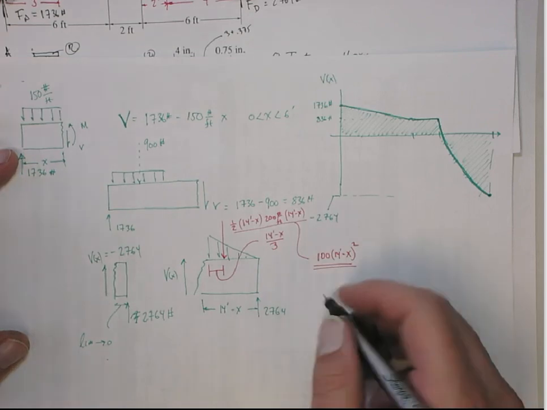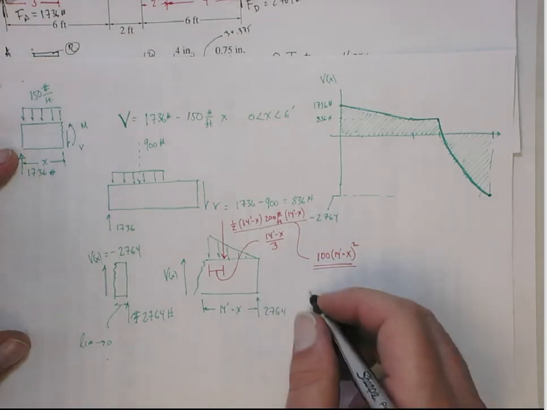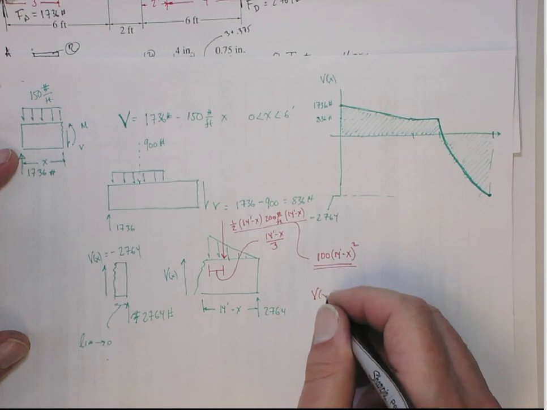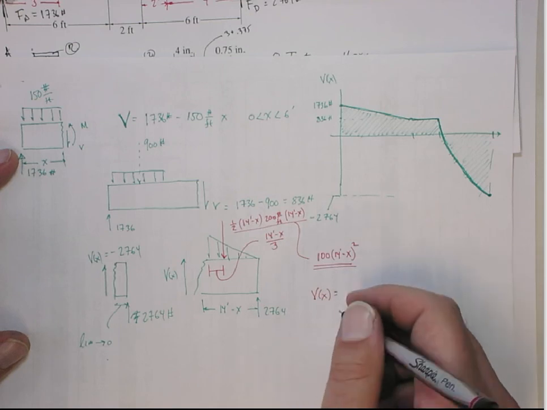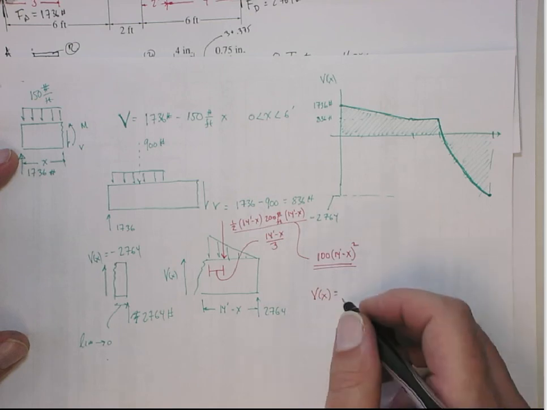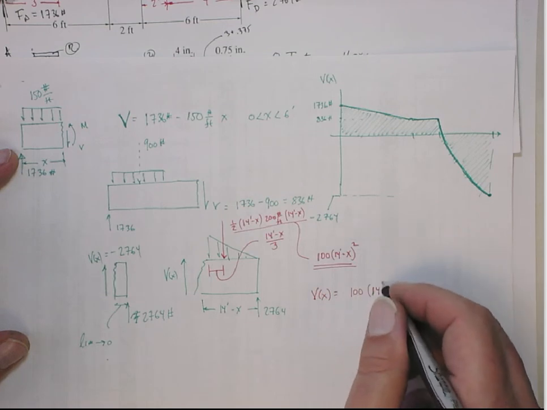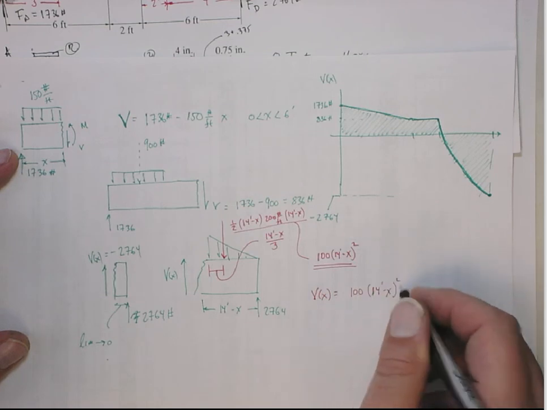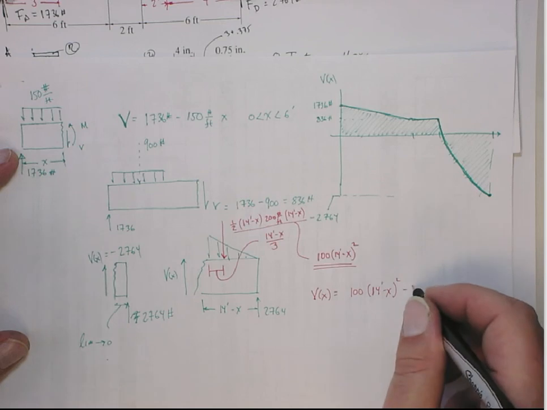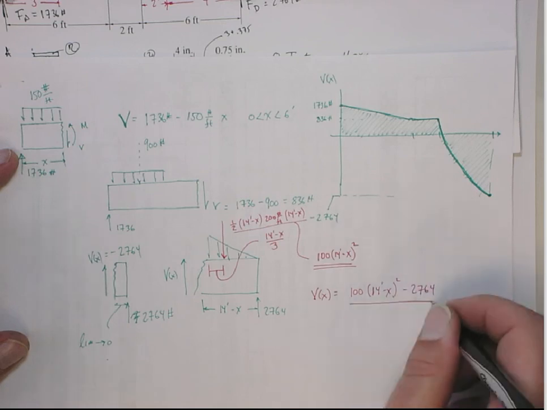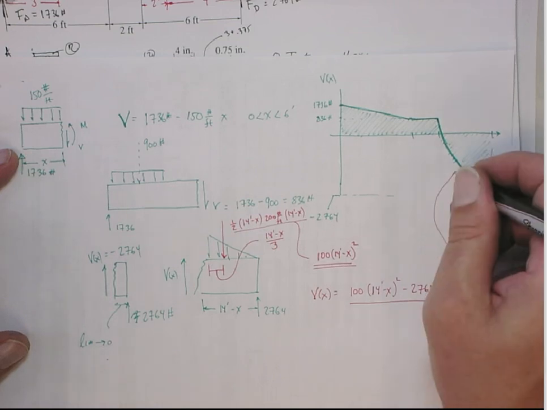So the net shear, I'm sorry, now I can do some forces in the y. I get V of x equals 100 times (14 feet minus x) quantity squared, minus 2764. That's the curve that's shown there.